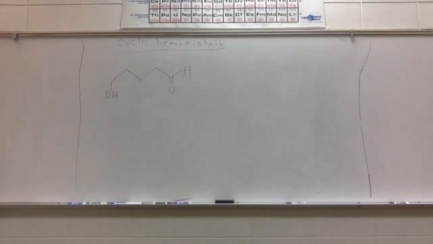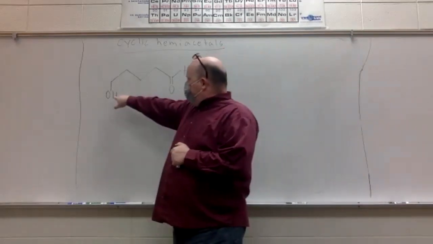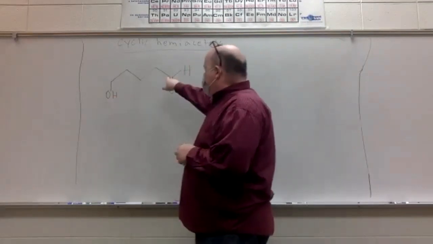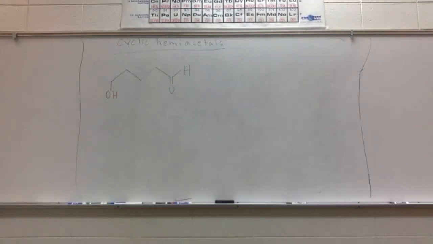To make an acetal, you need an aldehyde or ketone plus 2 equivalents of alcohol. To make a hemi, or half acetal, what's that? 1 equivalent of alcohol. Yeah, very good. And to make a cyclic hemiacetal, you want that 1 equivalent of alcohol to be on the same chain as your aldehyde or ketone. And that's what I have here.